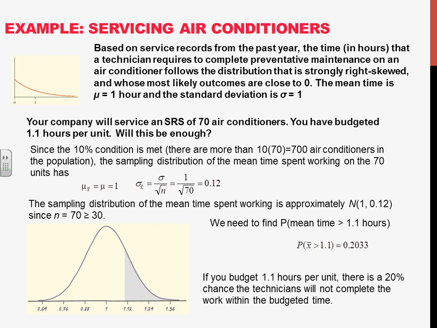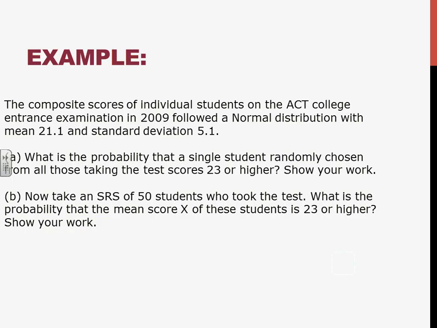All right. The composite scores of individual students on the ACT College Entrance Examination in 2009 followed a normal distribution with a mean of 21.1 and a standard deviation of 5.1. What is the probability that a single student randomly chosen from all of those taking the test scores 23 or higher? Show your work. Then take an SRS of 50 students who took the test. What is the probability that the mean score X of these students is 23 or higher? Show your work.